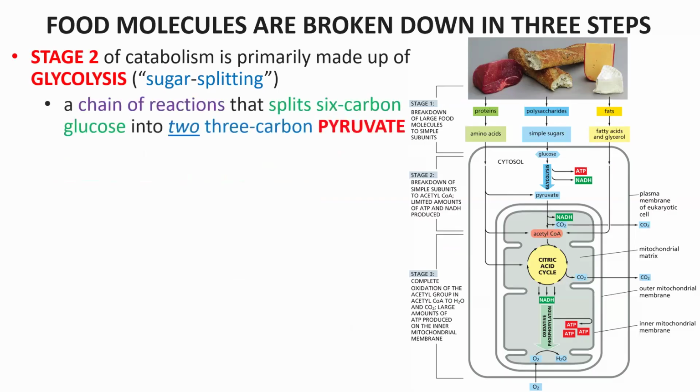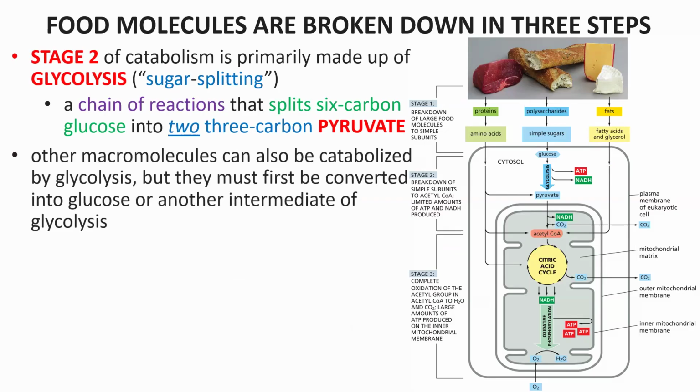Glycolysis occurs in the cytoplasm, and it's a chain of reactions, 10 reactions in fact, that split 6-carbon glucose into 2 3-carbon pyruvates. So we're not going to lose any carbon here. We're just taking the 6 carbons of glucose and basically splitting it into 2 3-carbon pyruvates.